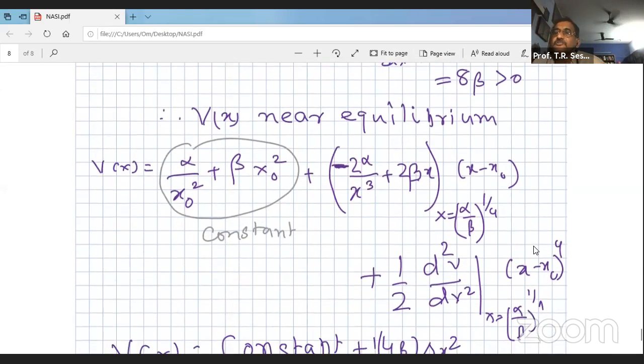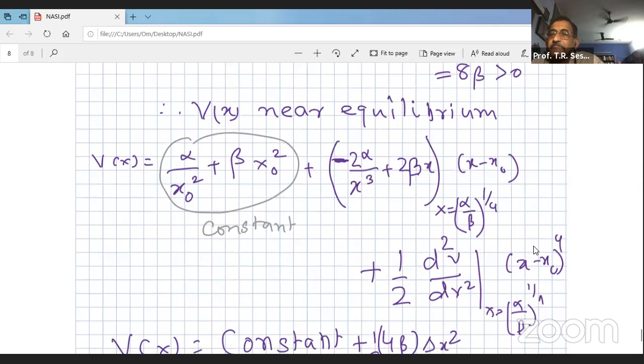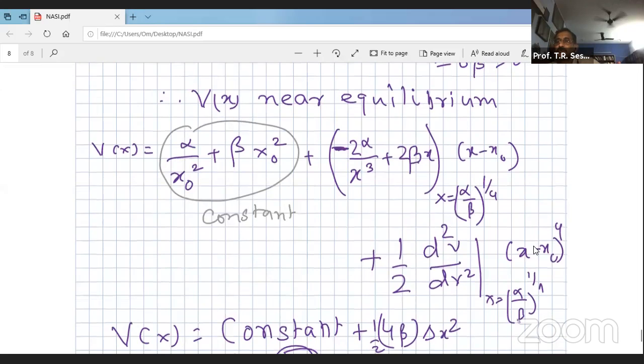Yeah. So that is then plus the second derivative term, which is half d2V by dx square at x equal to alpha by beta to the power 1 by 4, times x minus x naught to the power, oh, I'm sorry, since there's no whiteboard, I can't do online correction. It should be to the power 2, not 4.